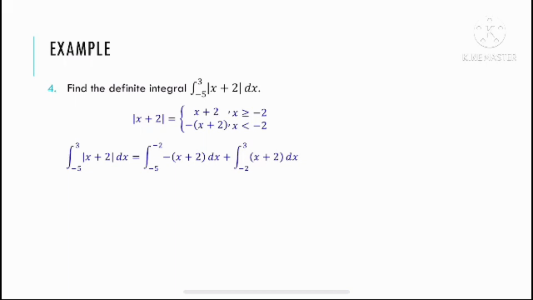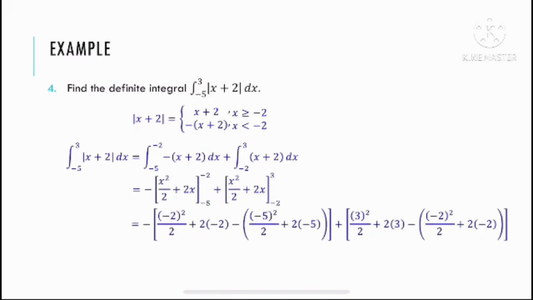integration of -x plus 2 from -5 to -2, plus the integration of x plus 2 from -2 to 3. Then integrate the function and substitute the limits. Then solve.